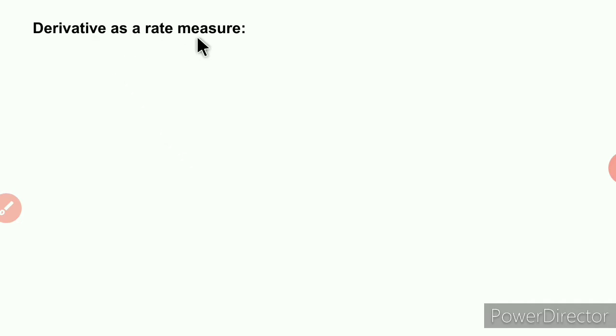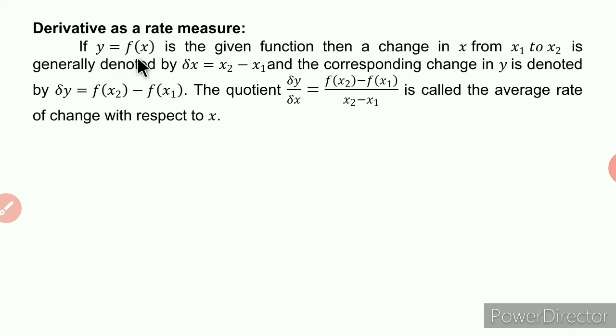Now we see derivative as a rate measure. Now if y is equal to f of x is a given function, then a change in x from x1 to x2 is generally denoted by delta x, and it is given by x2 minus x1. And a corresponding change in y is denoted by delta y. It is given by f of x2 minus f of x1.